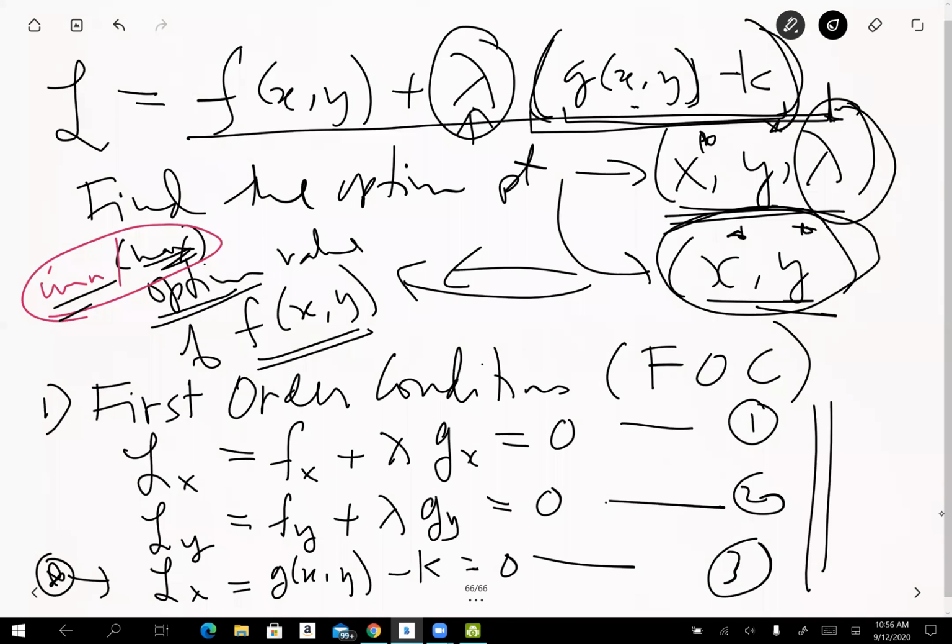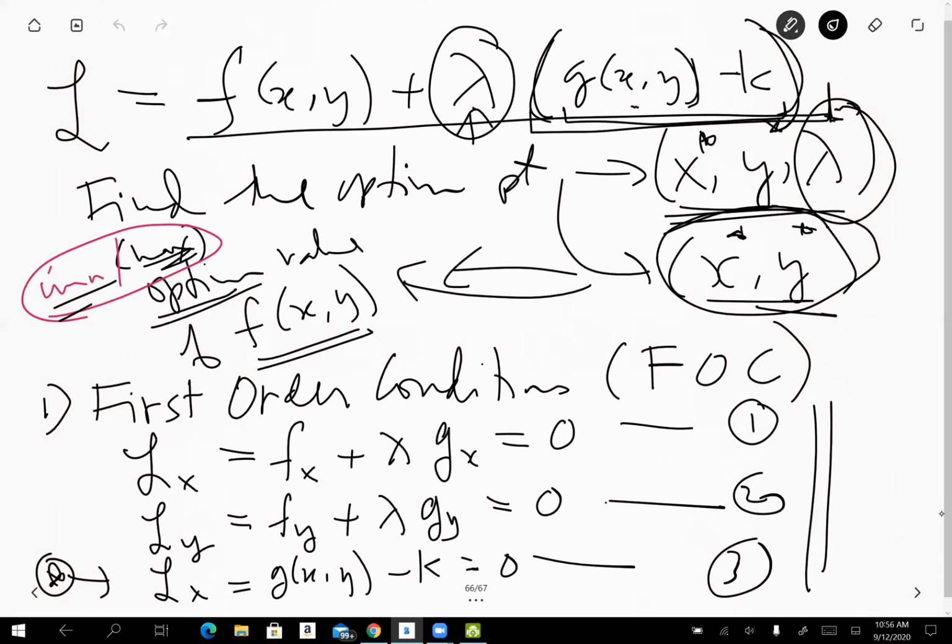So now, given these three things, you have to solve for x and y. So given this 1, 2, 3, you want to find x, y. Okay, have you finished writing these things? If you have not finished, I wait for you. If you have finished, I move on. Everybody finish. I want you to write the first order condition, because that is the important component of this method. So I want you to write. When you write, you understand.